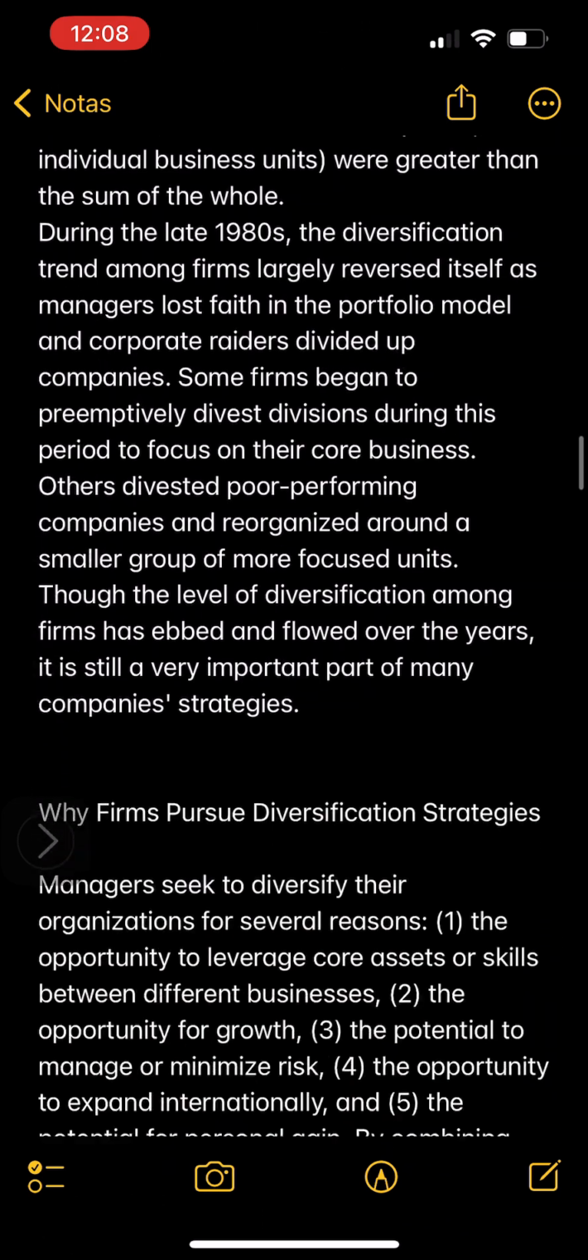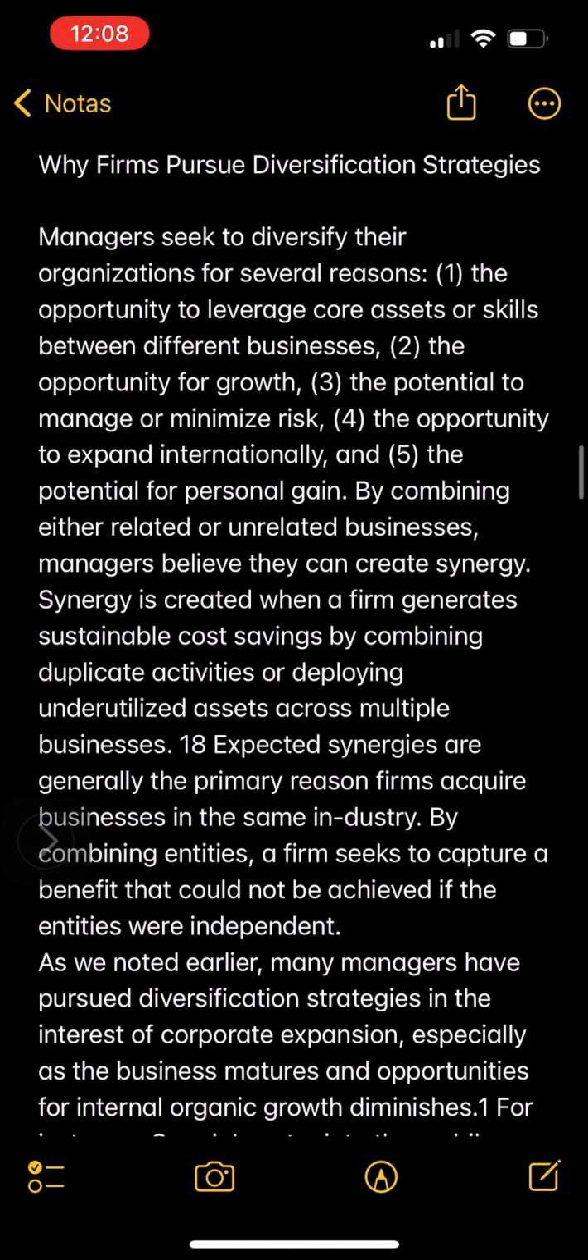Why do firms pursue diversification strategies? Managers seek to diversify their organizations for several reasons. 1. The opportunity to leverage core assets or skills between different businesses. 2. The opportunity for growth. 3. The potential to manage or minimize risk. 4. The opportunity to expand internationally. And 5. The potential for personal gain.